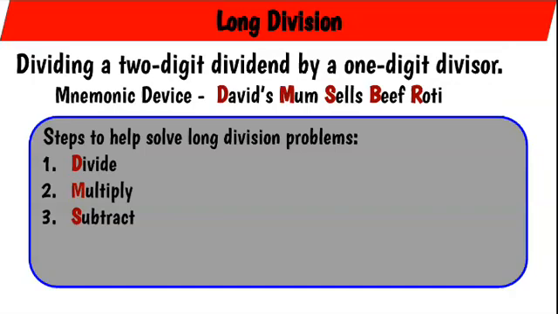So we see the D, divide, M, multiply, S, subtract. B would be our fourth step, which means bring down. And step 5 would be repeat, if while working on a problem, we need to repeat the process of divide, multiply, subtract, or bring down.